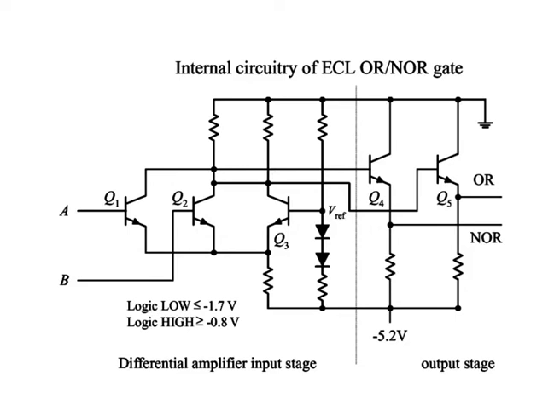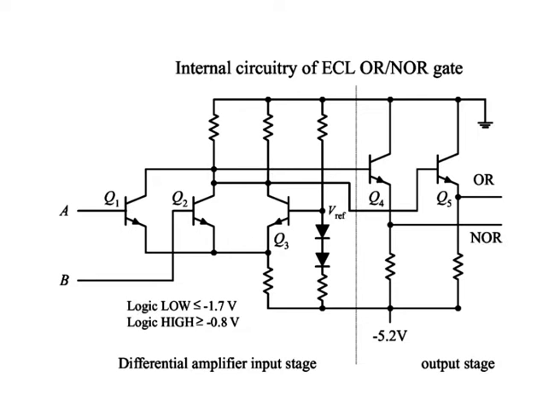The trick to getting the bipolar transistor in an ECL device to respond so quickly is to never let the transistor saturate. Instead, the high and low levels are determined by which transistor in a differential amplifier is conducting more. The figure here shows the internal circuitry of an OR/NOR ECL gate. The high and low logic level voltages and the supply voltage are somewhat unusual and cause problems when interfacing with TTL and CMOS.